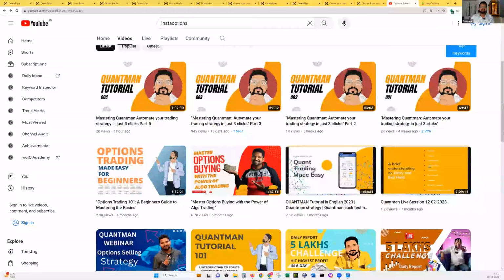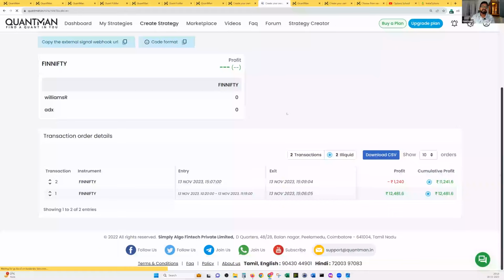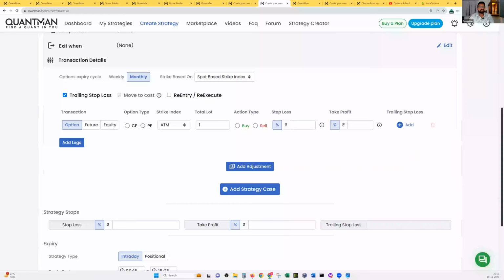Next week, we'll be learning more about re-entry, re-execute, and move to cost. Wait and trade is not there right now. So trailing stop loss, move to cost, re-entry and re-execute, we'll be doing it. In the upcoming or next week, we'll be getting mid-cap Nifty on Quantman, followed by tick-by-tick data. And that is going to be something very remarkable.